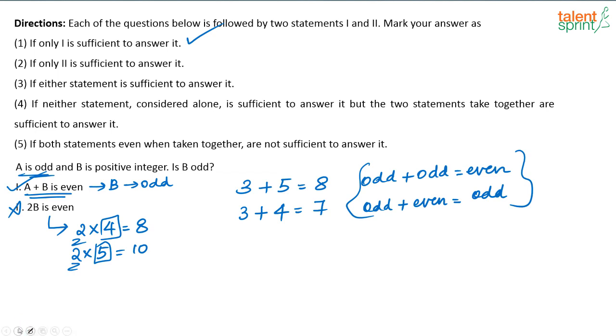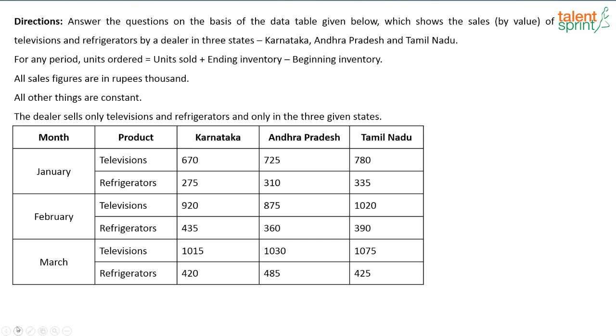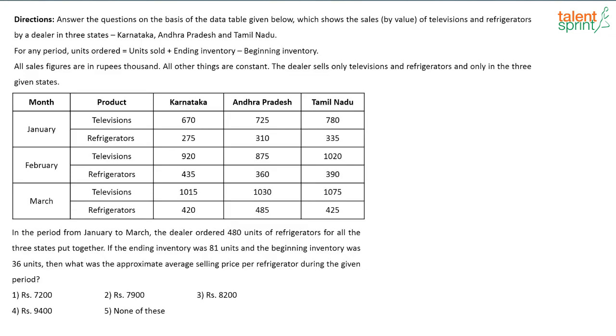Okay. Next one. So the next question is based on the information that is given. There is a table that is given here. So we have to answer the questions based on this table. So let us look at the first question. Try to read the given information and start solving the question. So what is given here?